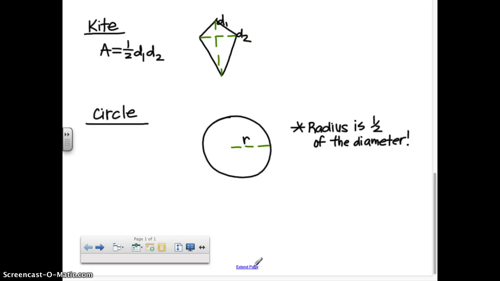Remember that, please. For area of the circle, we only use the radius. If you're given the diameter, you gotta be careful. We do pi because circles are pi. Pi times the radius squared.